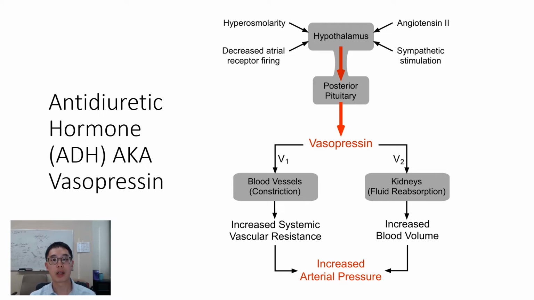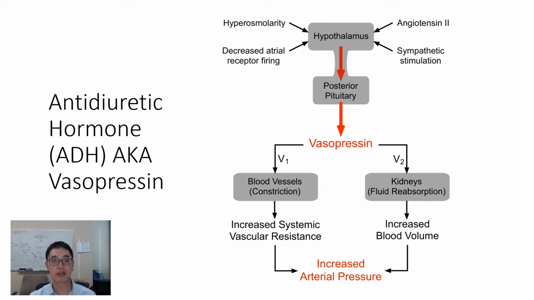The low blood volume also increases sympathetic stimulation and the renin-angiotensin system to produce angiotensin II. All of these eventually lead to the production of ADH, antidiuretic hormone, or vasopressin, which is the same thing, from the posterior pituitary gland, where it has activity in two locations.